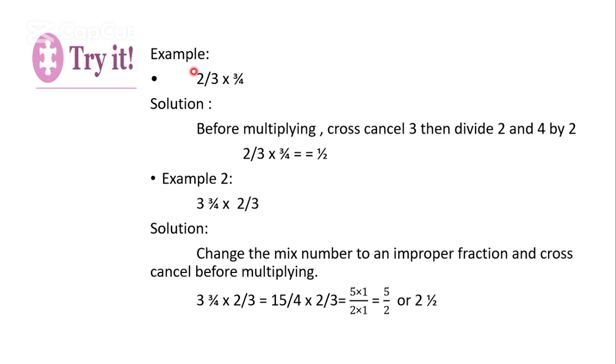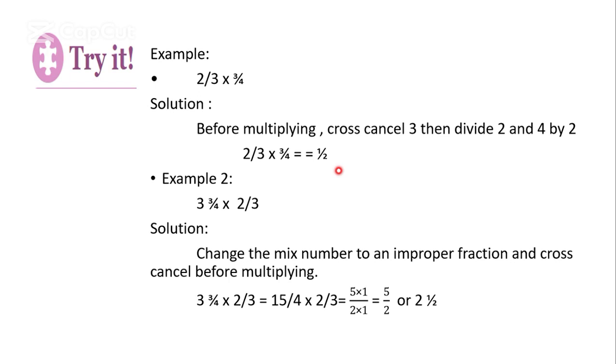1 times 1. Where did I get 1? From what you did earlier when you were cross-canceling the numerator and denominator of the first and second fraction. Okay, so 1 times 1 is 1. Then 1 times 2 is 2. That is why the result is 1/2.